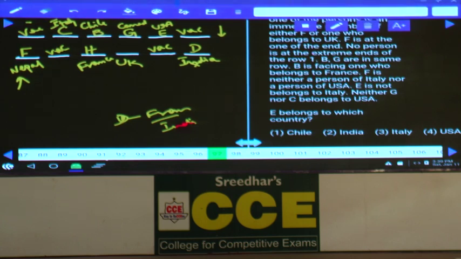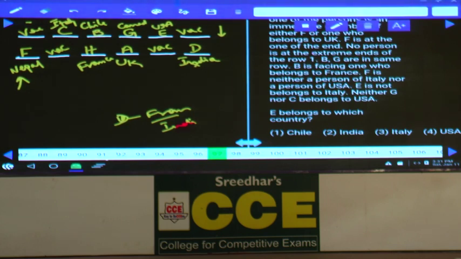Yes, A is UK. This is how these 8 persons were seated in 2 different rows, and in each row there are 2 vacant spaces. Yes, write down this arrangement. Now this is about question numbers 97 to 101. Then after this, 102 to 106.